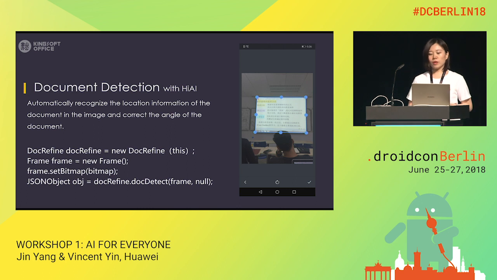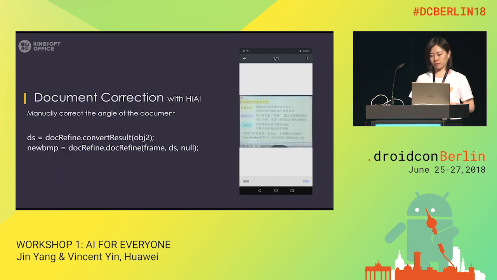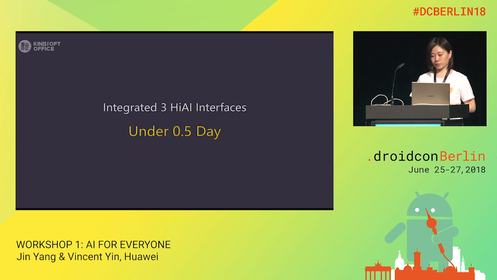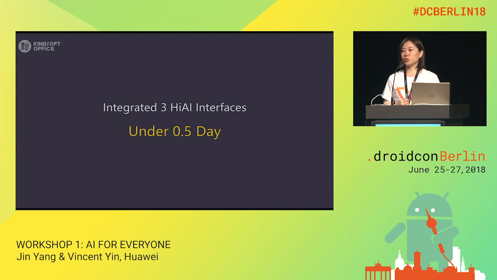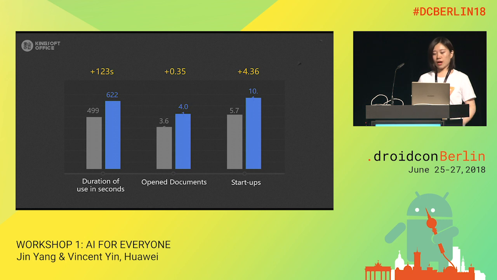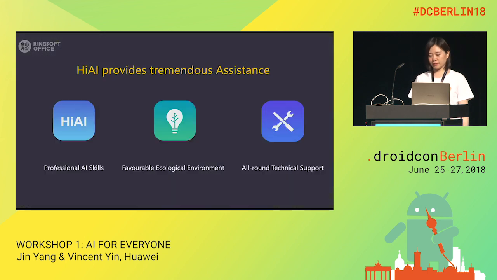As Vincent mentioned before, we used three HUAWEI APIs to create this feature: document detection, document correction, and image super resolution. You couldn't imagine how fast the integration progress is. It took us only half a day to work with the HUAWEI APIs to make the main procedure work. We spent several days and took a lot of photos to test and optimize the working flow to improve the user experience. After we created this feature, users open more files and spend more time in WPS.